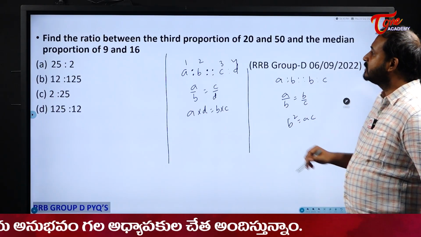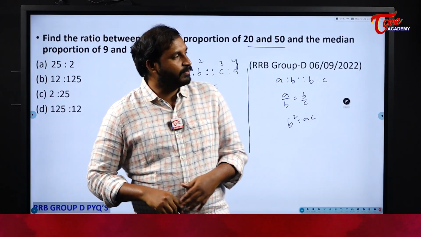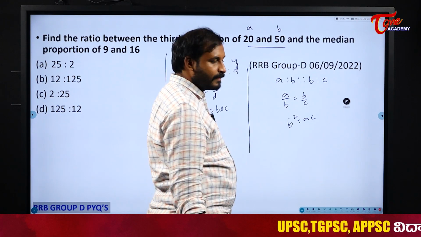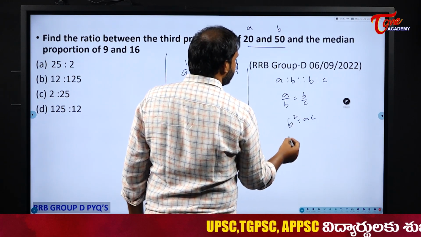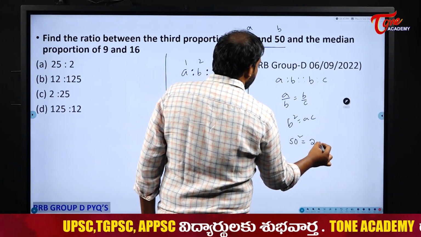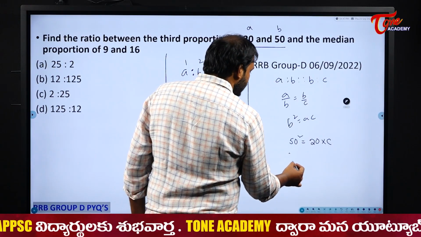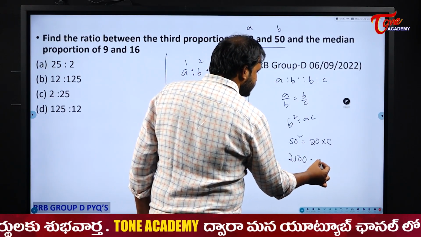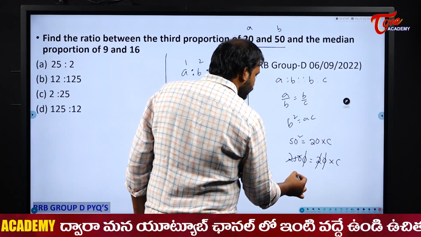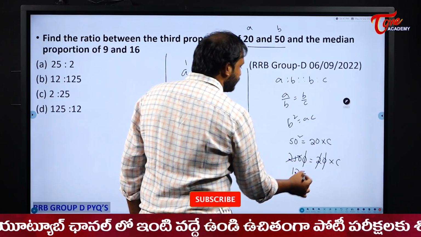Similarly, the ratio between the third proportion of 20 and 50. First of all, I should find the third proportion of 20 and 50. That means this will become A and this will become B. When you substitute in this, what you will get here? 50 square is equal to 20 into some C. So 50 square is 2500. That is equal to 20 into C. So 0, 0 get cancelled, 2 1s are 2, 125. So C is 125. So third proportion for the first value is 125.